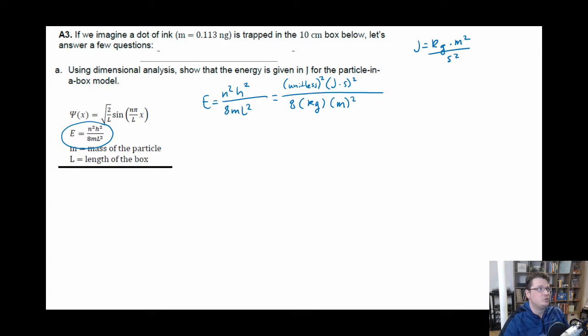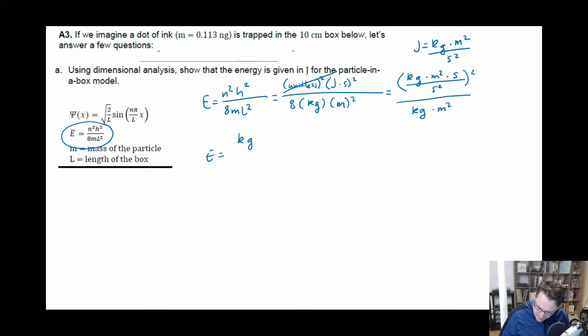So if we take that value and plug that into our equation, I'm just going to completely drop the unit list because that doesn't matter. What we have then is kilograms times meter squared times seconds, over second squared. This whole thing becomes squared. And then we have 8, which doesn't matter because it doesn't have a unit, times kilograms times meter squared. Now we just square all of this out. So energy is equal to kilogram squared times meters to the power of 4 times second squared, over kilograms times meters squared times seconds to the power of 4.